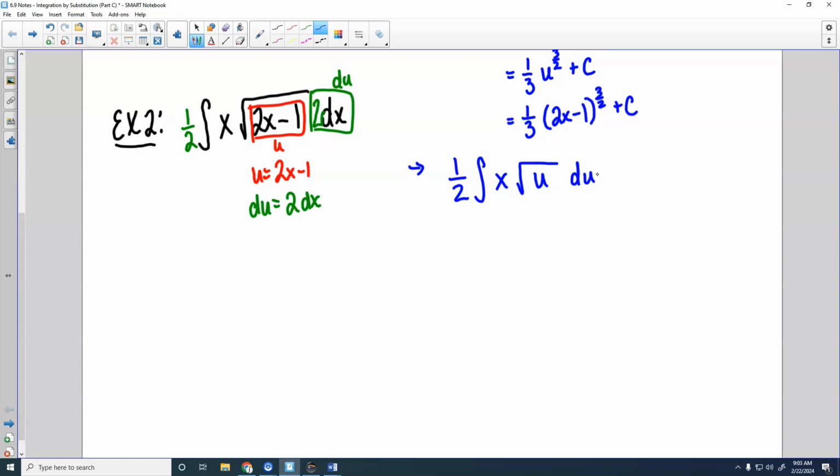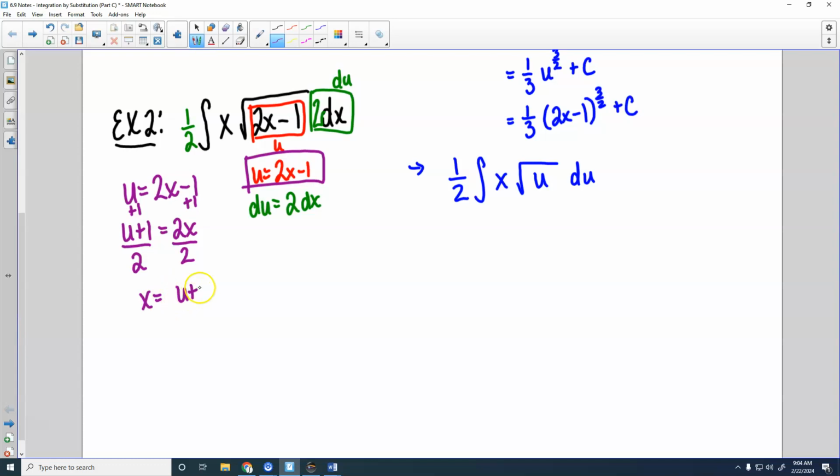All right. I think this is so cool. Right here, I know u equals 2x minus 1, correct? If u equals 2x minus 1, I can find out what x is. I can add 1 to both sides, which will give me u plus 1 equals 2x, and I can divide by 2 right here. So x is going to equal u plus 1 divided by 2.